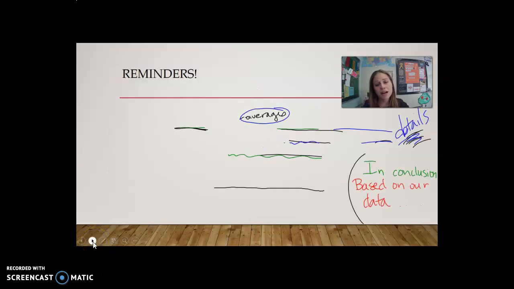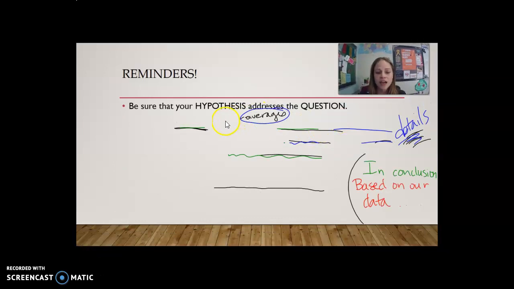So here are some reminders as you write your conclusion. You need to restate your hypothesis and make sure that that hypothesis addresses the question. A lot of students tend to write, such and such paper airplane will fly the best. Well, what does that mean? The highest, the farthest, the longest? We're looking at paper type and distance flown. So please don't tell me that a certain kind flew the best, because that doesn't mean the same thing.